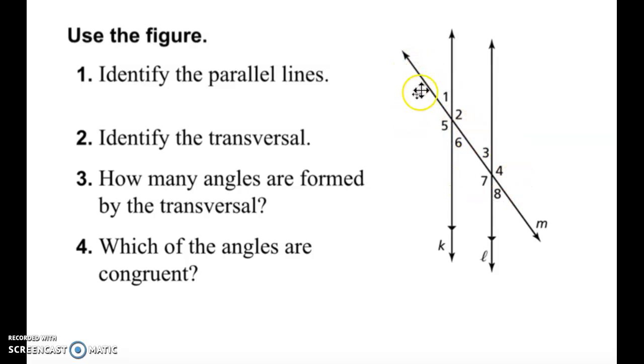We have eight angles that are formed. We have 4 that are exterior on the outside, so that's 1, 5, 4, and 8, and 4 that are interior, which are 2, 6, 3, and 7. So there you go with that.